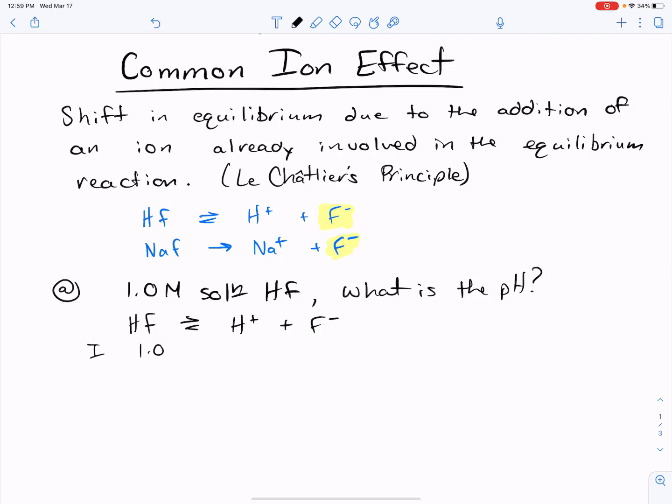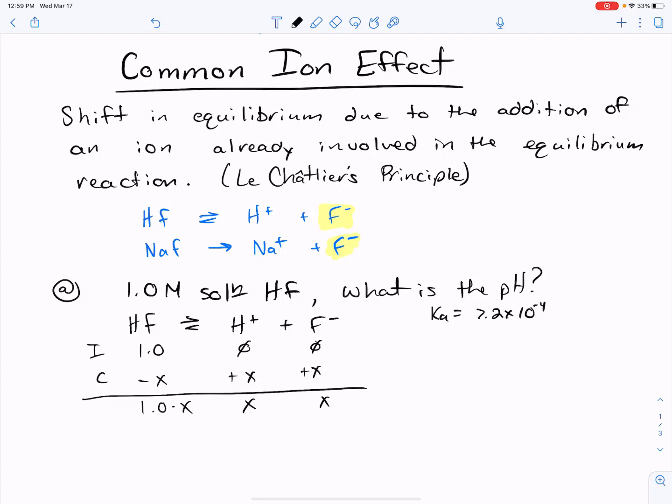Initially, we have 1 molar of hydrofluoric, no hydrogen, and no fluorine. My change then is going to be dependent upon the fact that my products, I don't start out with either of them. And so those have to increase because they can't decrease, and we're going to decrease my hydrofluoric. And so I end up with 1 minus x, x, and x, which means my Ka, which is in this case equal to 7.2 times 10 to the minus 4, and that's just the Ka that you could look up in a table for hydrofluoric acid.